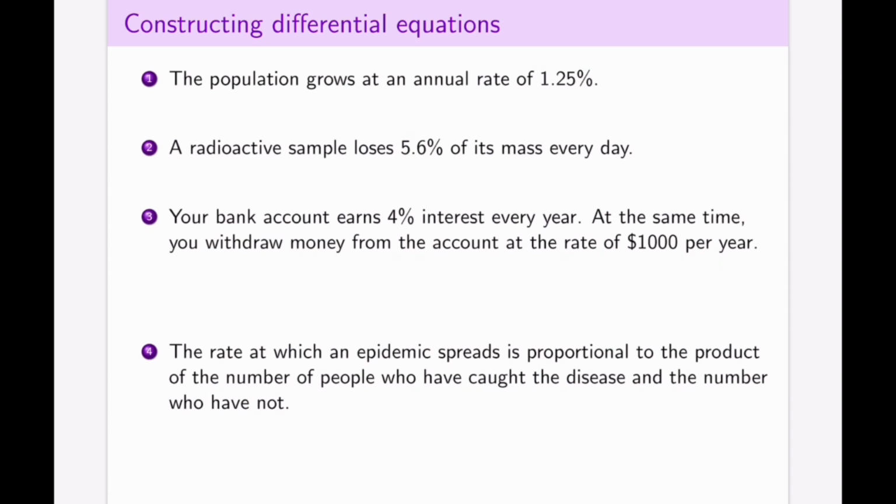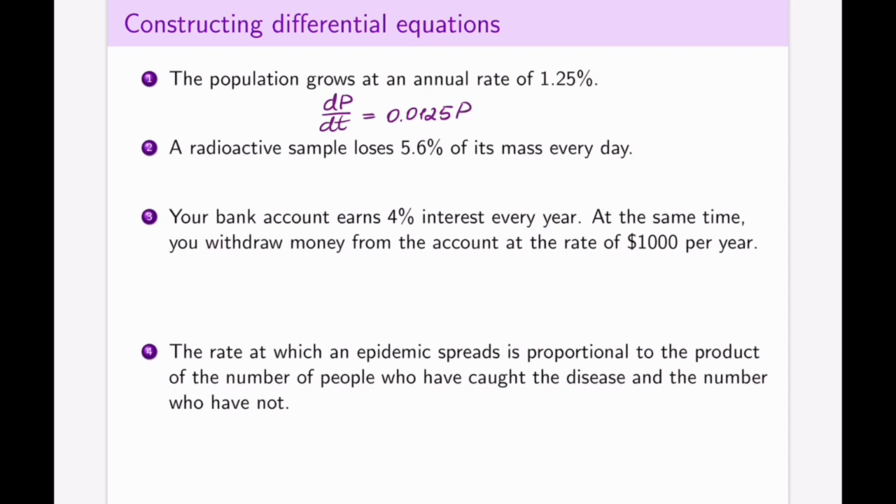So here we have the population grows at an annual rate of 1.25%. So this is saying that the population growth is proportional to the current population size with a proportionality rate of 1.25%. So the differential equation will be the rate of growth of the population is proportional, with the proportionality constant of 1.25%. Remember, percent means divided by 100, times the size of the population itself.